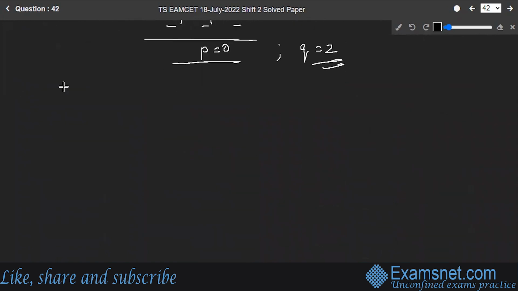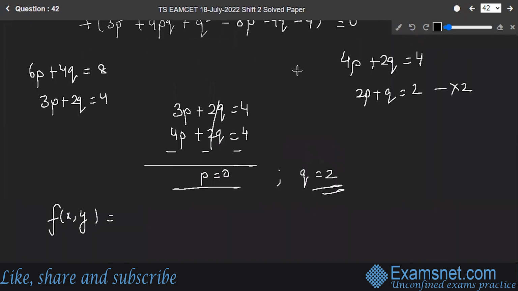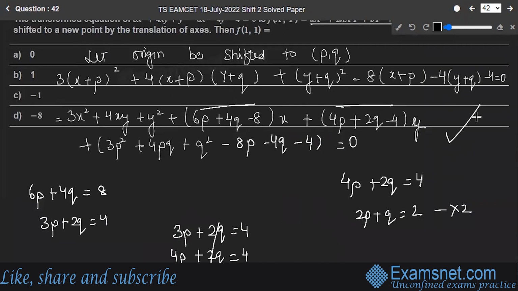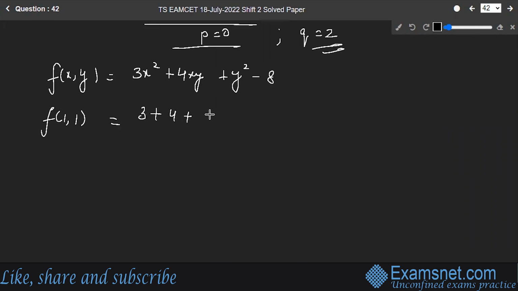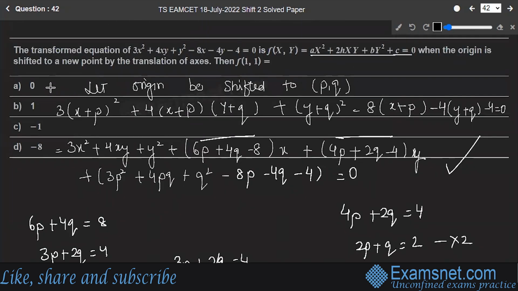So f(x, y) over here, when I put p is equal to 0 and q is equal to 2 in this particular equation, you will get f(x, y) is equal to 3x squared plus 4xy plus y squared minus 8. And you have to find out f(1, 1). That means it's 3 plus 4 plus 1 minus 8. That's 0. So you have option A as the correct answer.